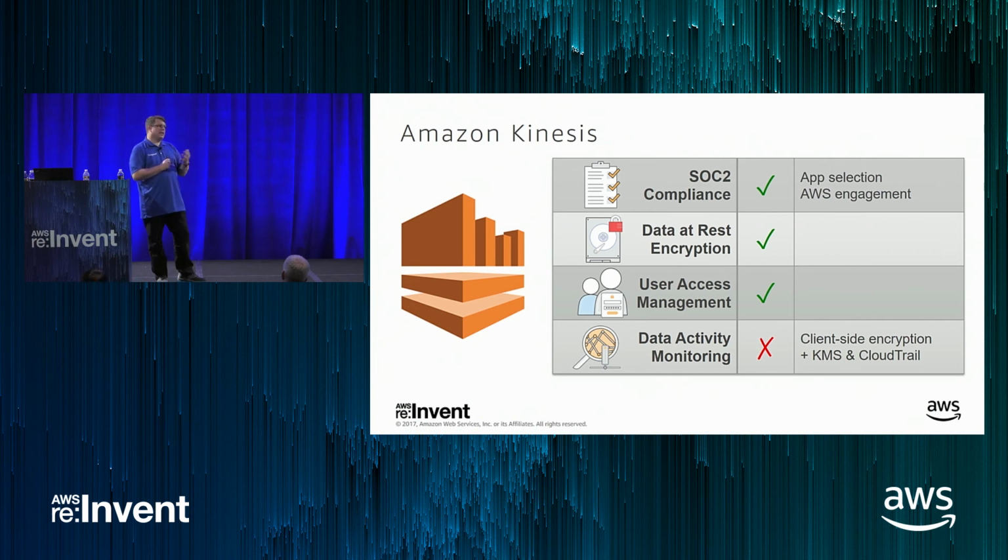User access management, again, is provided by AWS IAM. And where data activity monitoring is not available for certain types of data that need it, we can use client-side encryption, and again, we get the KMS and CloudTrail logs when we decrypt that data.